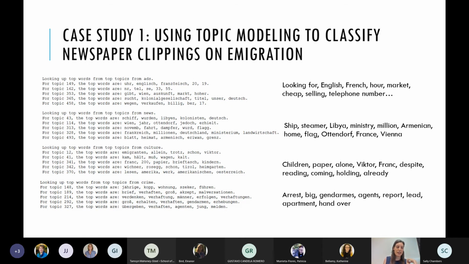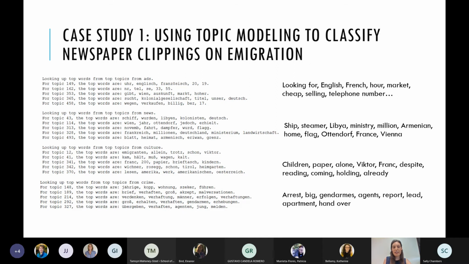For example, this looks up the top words from top topics from the articles that belong to the category advertisement. This is now the corpus that I created for the training. So with topic modeling, I extracted the most important words for ads. They're in German, but I tried to translate some of them. So you can see very important words that were found for advertisement.